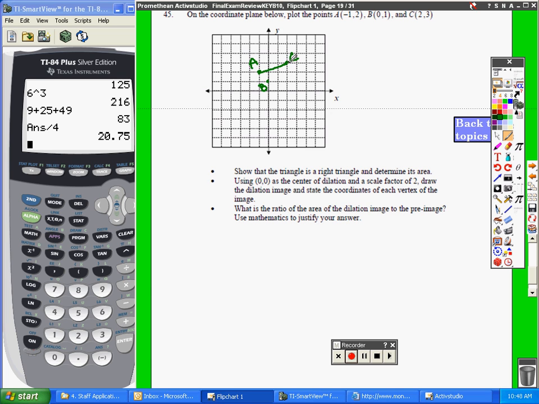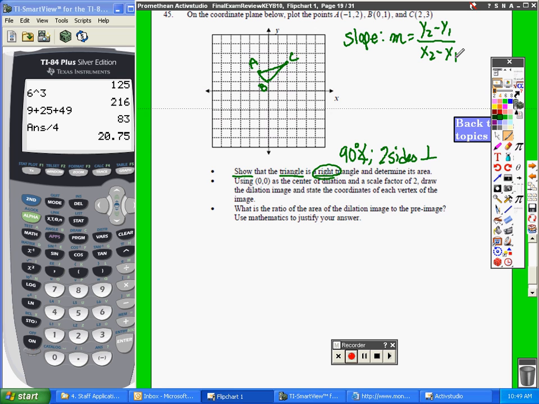So we need to do several things here. We first need to show that the triangle is a right triangle. And the only way to show that something is a right triangle is to show that it has a 90-degree angle, which basically means that two sides must be perpendicular. Now, we know whether or not sides are perpendicular based on their slopes. So I'm going to need to find, using the slope formula, the slope of two of the sides. The slope formula is usually the squiggly m equals y2 minus y1 over x2 minus x1.